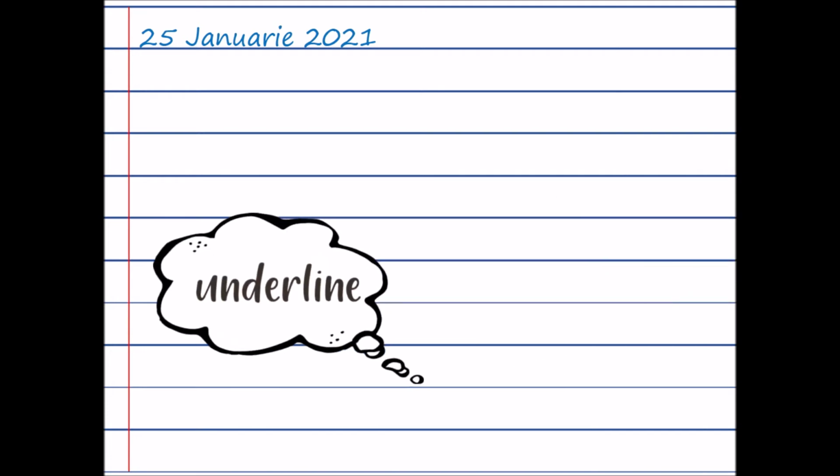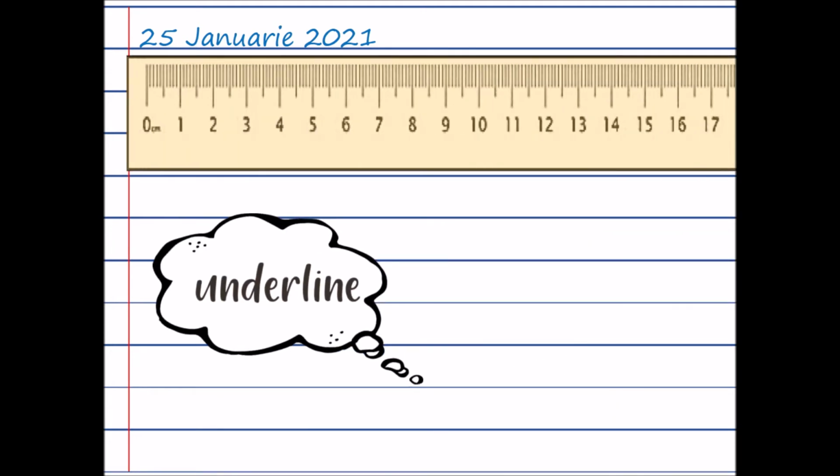Now, start writing the date. 25 Januarie 2021. We write the Afrikaans name for the month, Januarie, with an IE at the end because it is our Afrikaans book. We have to write in Afrikaans. Now bring your ruler to underline the date.